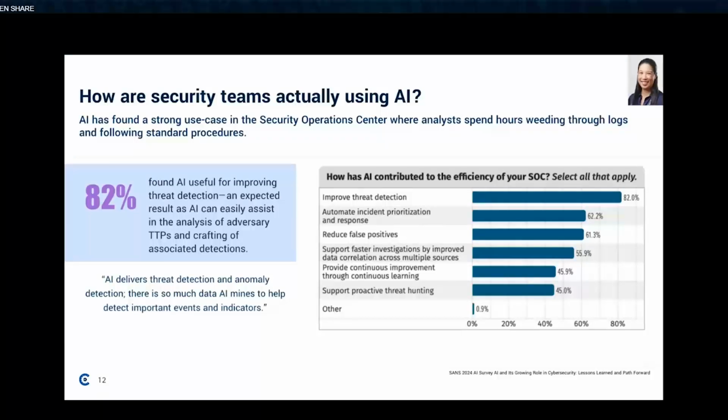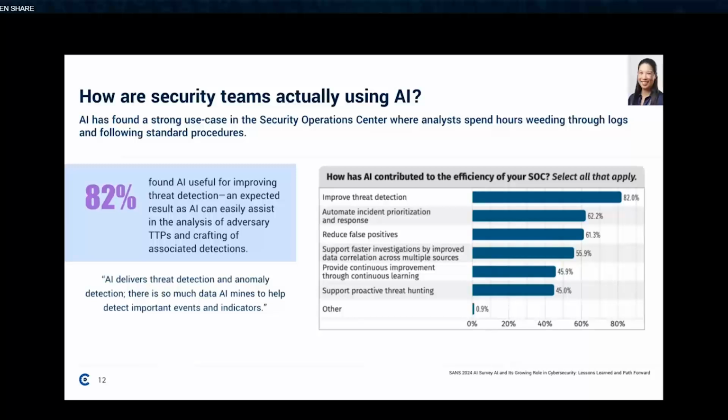Whereas pre-AI, analysts were spending hours and hours weeding through logs, now folks are using AI in their security operations centers for improved threat detection, automated prioritization, and particularly a reduction in false positives. That is, of course, not to say that these SOC analysts are no longer spending hours doing work. Of course they are, but AI focused on these large data sets is able to bring the insights to the surface and separate the signal from the noise. This really allows SOC analysts to focus on more sophisticated work.